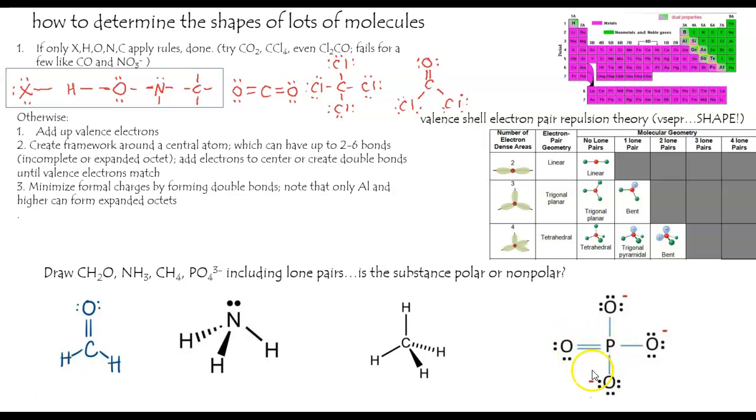It's an AB4 system, so we would predict it to be tetrahedral. One quick thing I want to add to it, because it does show up, is that it's observed that the bond lengths for this substance are all the same.